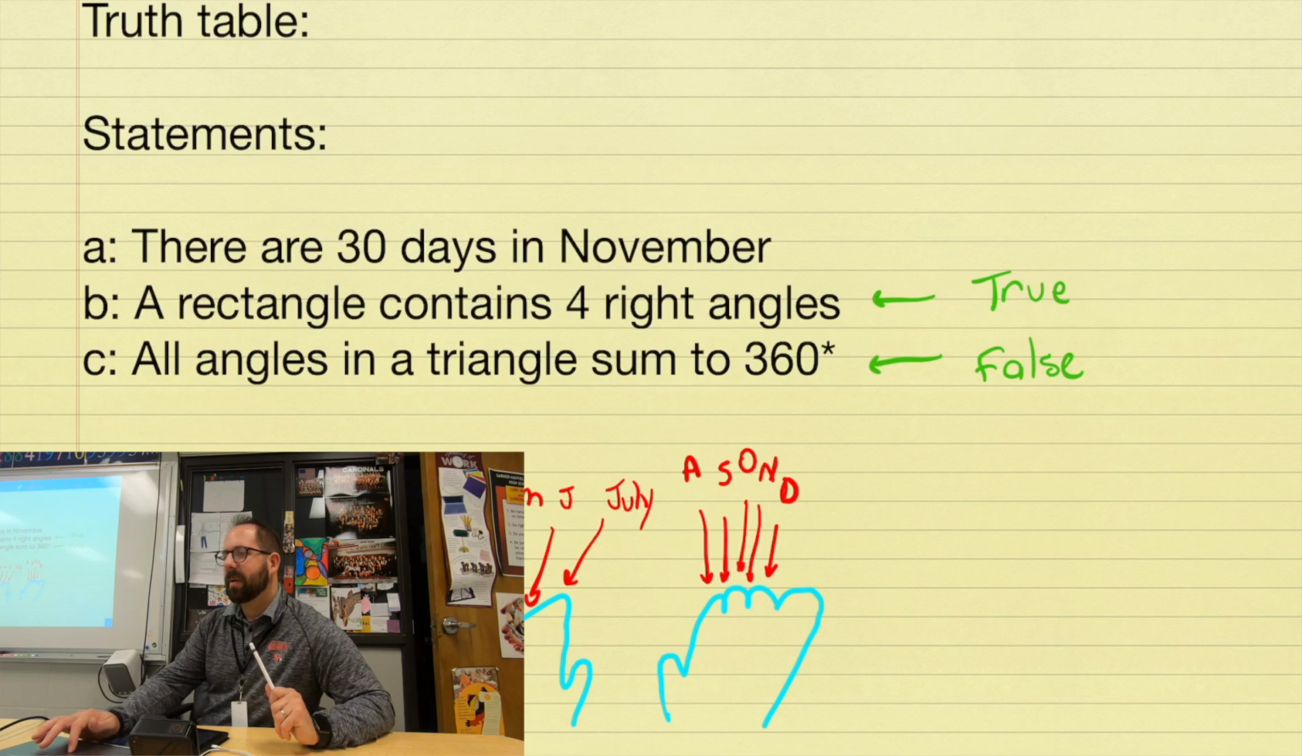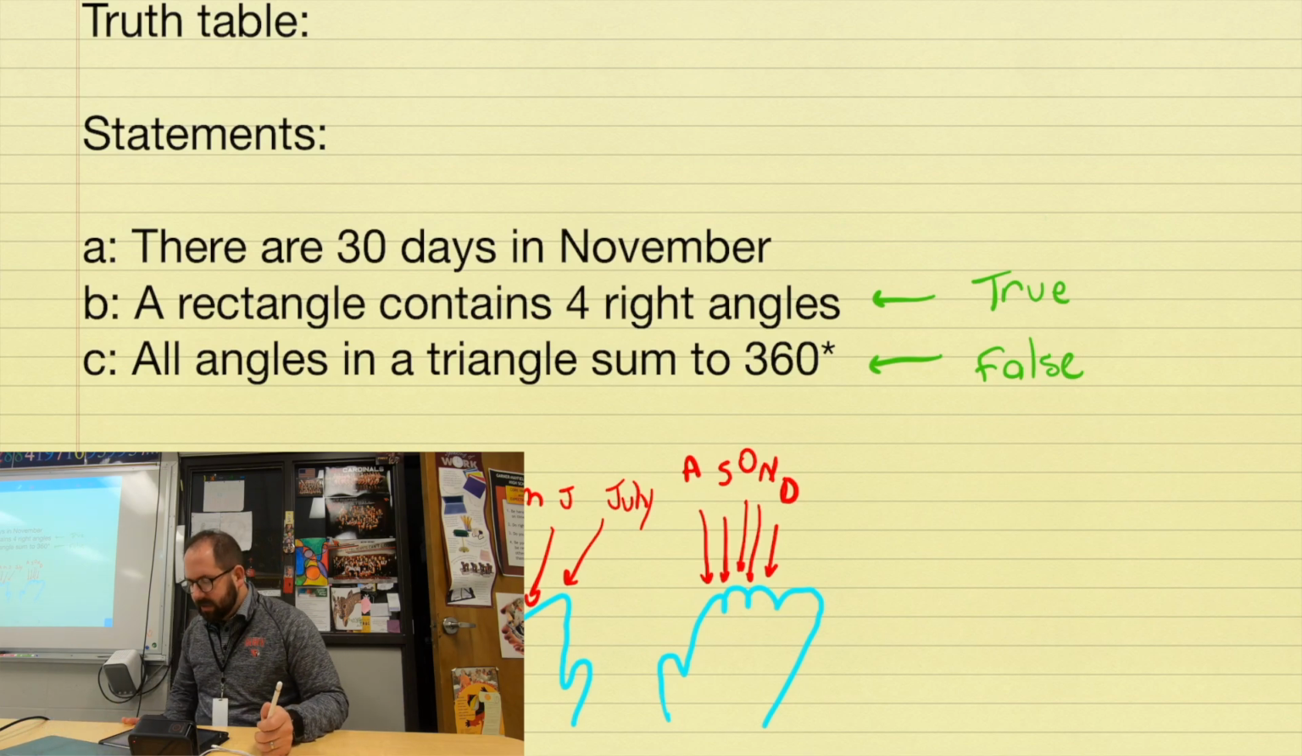My chat window popped up. So those at home, you can type in the chat: what do the triangles have to add up to again? 180, yeah. That was something we talked about in the last unit. We did, yeah. So triangles have to add up to 180.